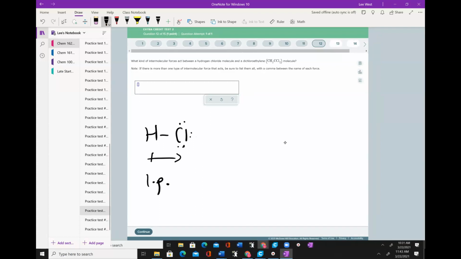And it says, and a dichloroethylene molecule. So this is interesting. We've got CH2CCl2. So the molecule is going to look like that. Okay, so it's clearly kind of polar, isn't it?